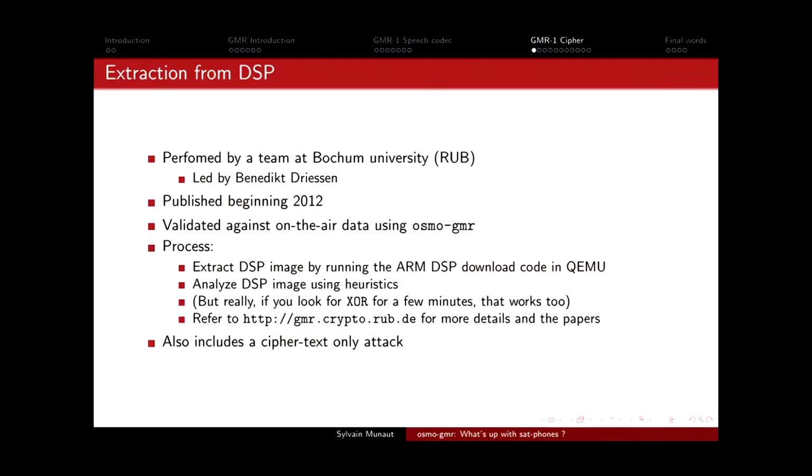So next we move on to the cipher. Now, we didn't reverse engineer the cipher. That was done by a team at the Bochum University, led by Benedict Drissen. Right after 28C3, basically, actually at 28C3 we already had some contacts with them, but the paper wasn't published yet. And we actually helped them validate their data and their attack using Osmo GMR.